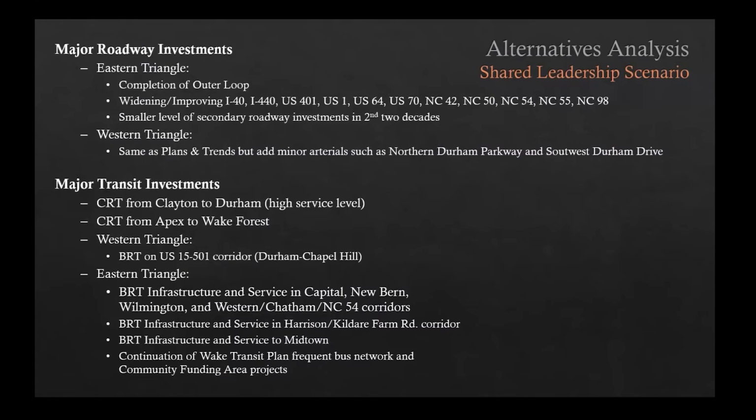I think between West Durham and Raleigh, we would have a high service level. So we'd say 12-8, 12-8. That means 12 trains during the peak, 8 trains during the off-peak. So quite a step up in the service level we're assuming there for the commuter rail.